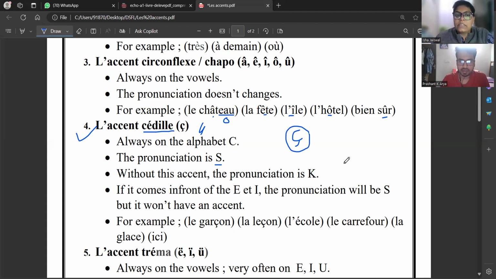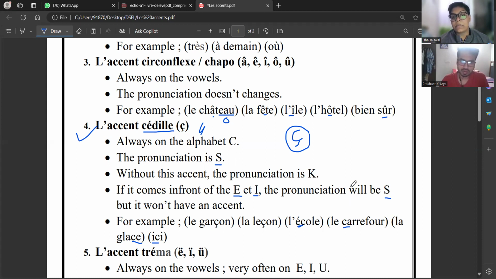But there is one little change over here. If the letter E or I follows, then the pronunciation will remain S only, but we will not add the accent. Suppose here there is E, so we are not adding the accent, but the pronunciation will remain S.